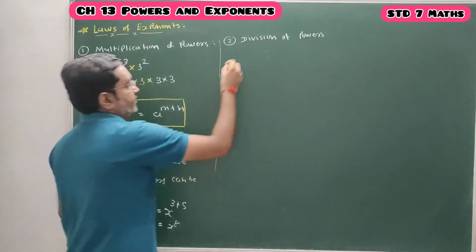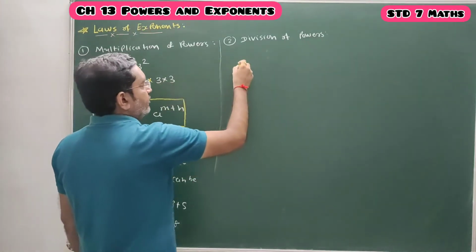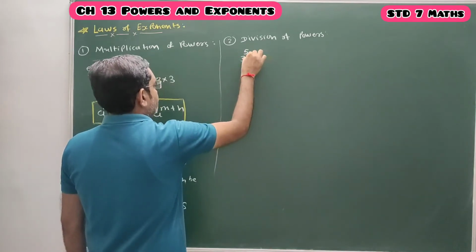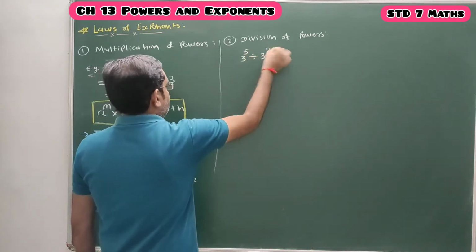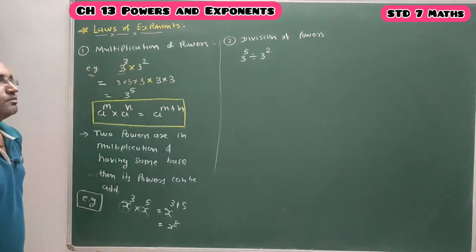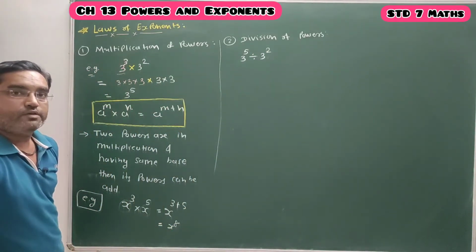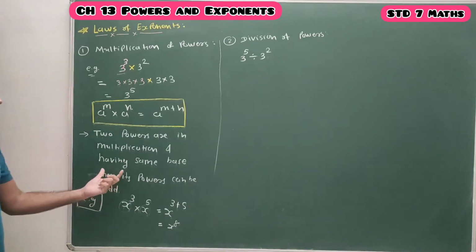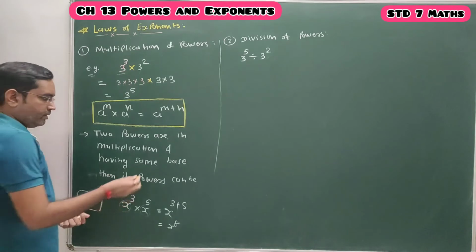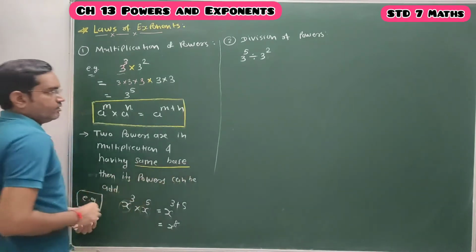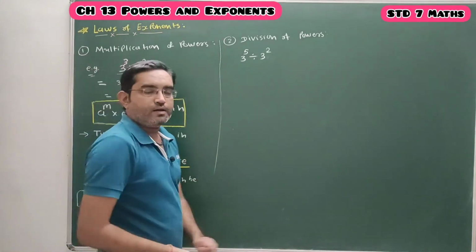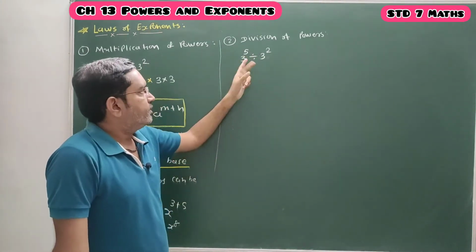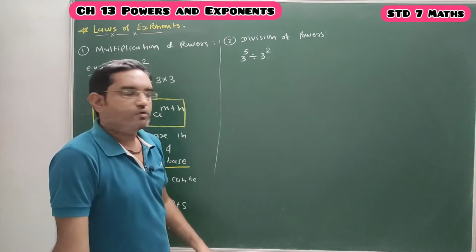How? First example, here you have to consider division of powers. So let us now consider 3 raised to 5 divided by 3 raised to 2, that is 3 square. Here you have to perform division of powers, of powers having the same base. So two powers are there, 3 raised to 5 and 3 square, and their division is there. So what can we do?